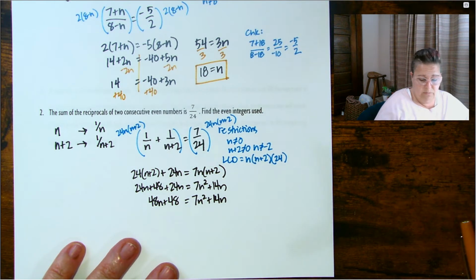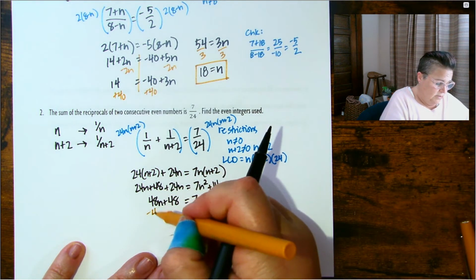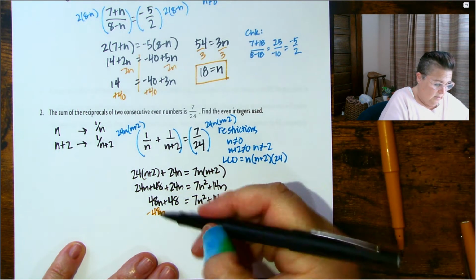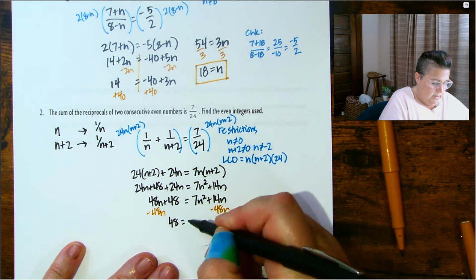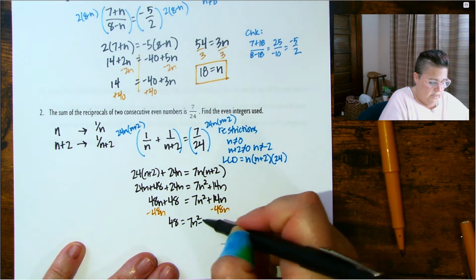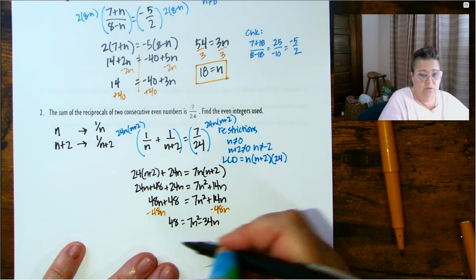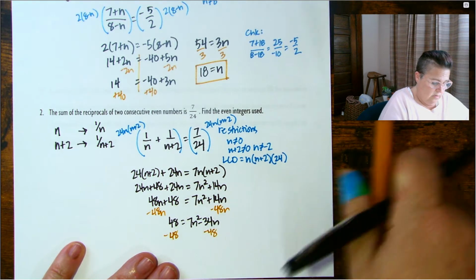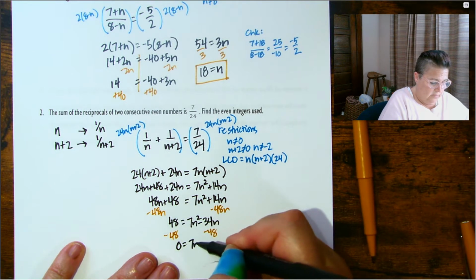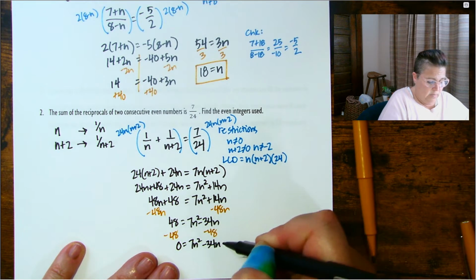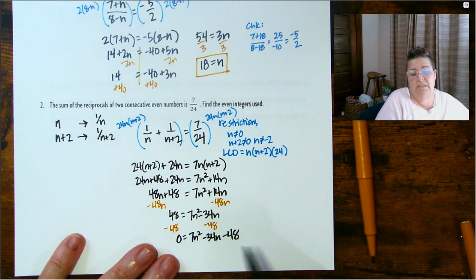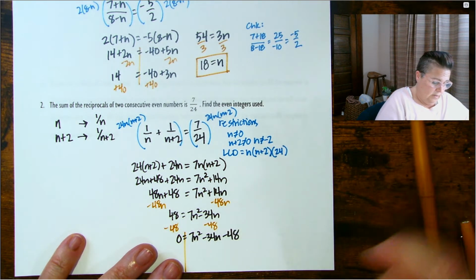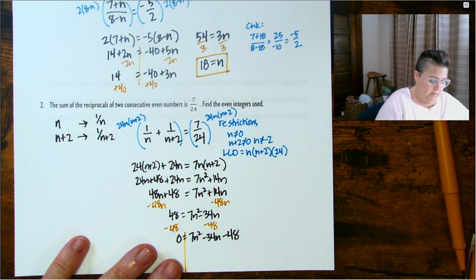Now, I'm going to subtract and move everything over. So I'm going to subtract the 48n. All right, 48n. This leaves me with 48 is 7n squared minus 34n. Subtracting the 48 over, I get 0 is 7n squared minus 34n minus 48. The first thing I notice is that this should be factorable. The factors would be 7 times a negative 48.